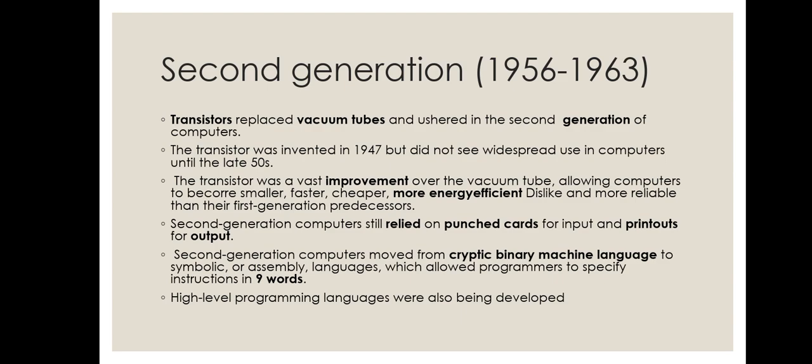more energy efficient and more reliable. The second generation computers still relied on punch cards for input and printouts for output. The second generation computers moved from cryptic binary machine language to symbolic or assembly language, which allowed programmers to specify instructions in words.